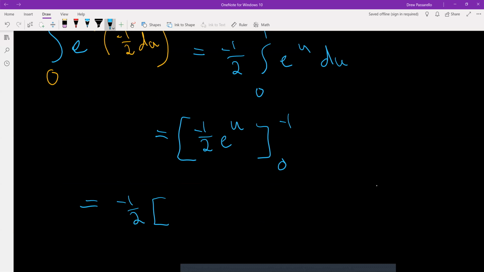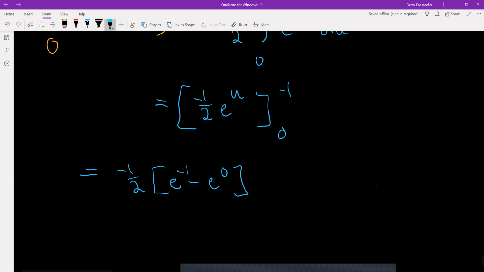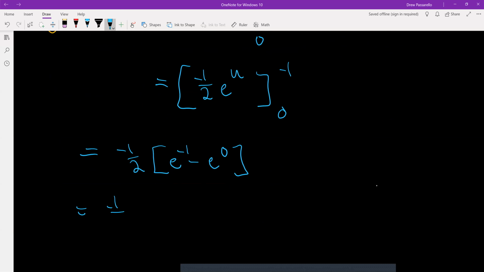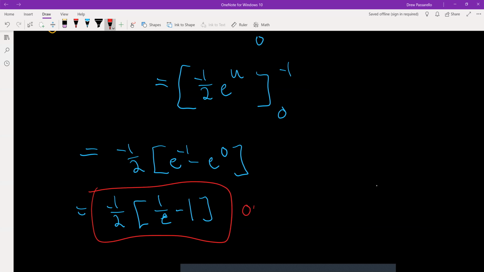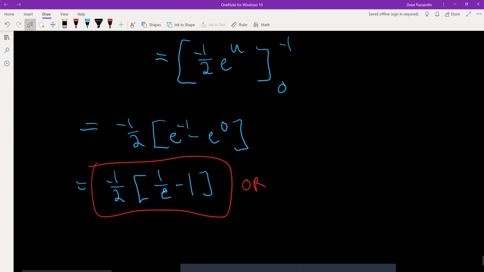So it'll be e to the negative 1 minus e to the 0. That's going to be negative 1/2 times 1 over e minus 1, because e to the 0 is 1. So that's the answer. Or you could put it as 1/2 times 1 minus 1 over e. Or just 1/2 minus 1 over 2e.